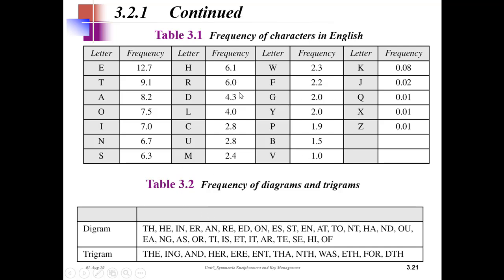This is for one letter only. If you have two letters, it is called a digram. These are the most occurring letters, then the digrams are these. And "the" is the most occurring three-letter word.